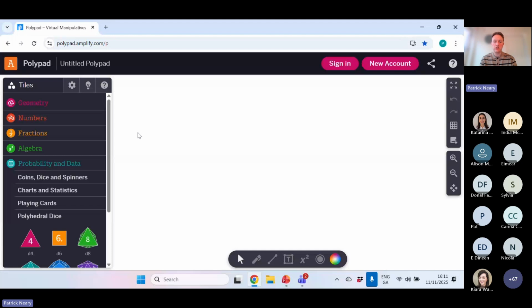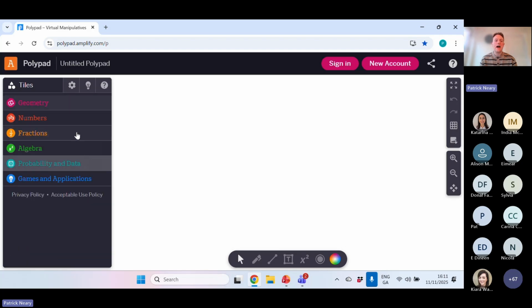So this is just a completely blank Polypad. When you go into it from the website, you have the full range of features down the side here, broken up into the different subcategories. When you go in on our pre-populated ones through the slides, there'll be limited menus. We've adjusted them to be suitable for that activity. So if you want the full menu, just go into the website itself.